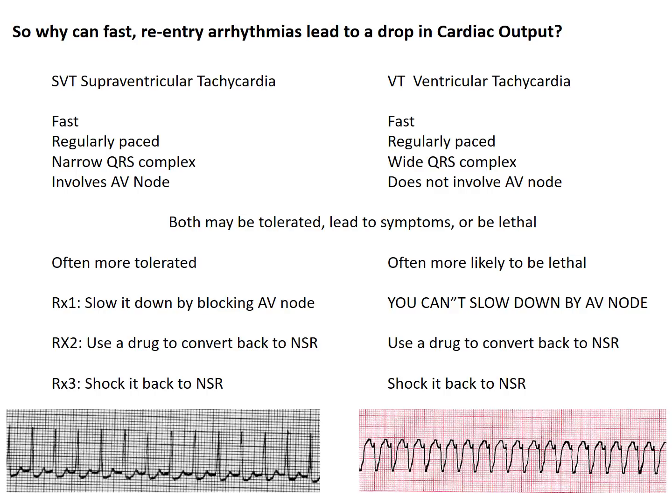So we're going to talk about how you can intervene on some of these arrhythmias. In terms of SVT, you can slow it down by using a drug that works in the AV node. You can't do that with VTAC because VTAC usually doesn't involve the AV node. In each, you can use a drug that can convert you back to normal sinus rhythm, and in each, you can use electricity, electrical shock, which can hopefully convert you back to normal sinus rhythm. So here's another slide that's important, to be able to understand differences between SVT and VTAC.